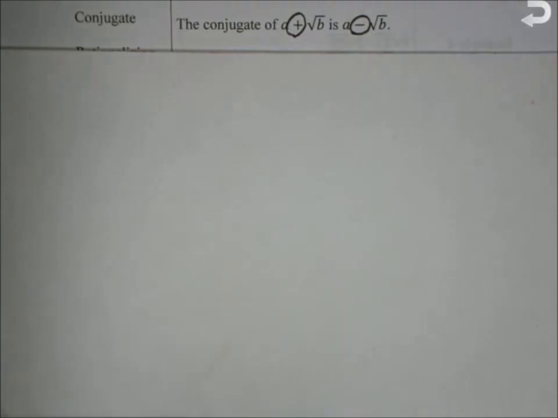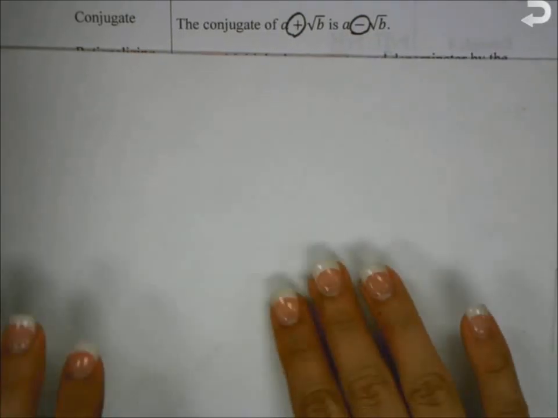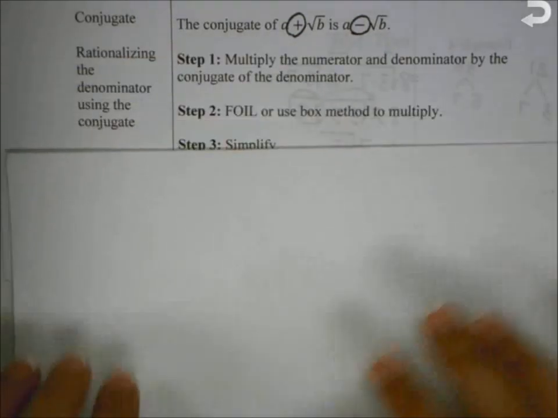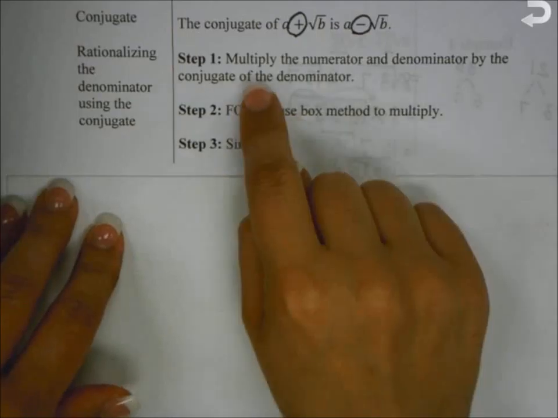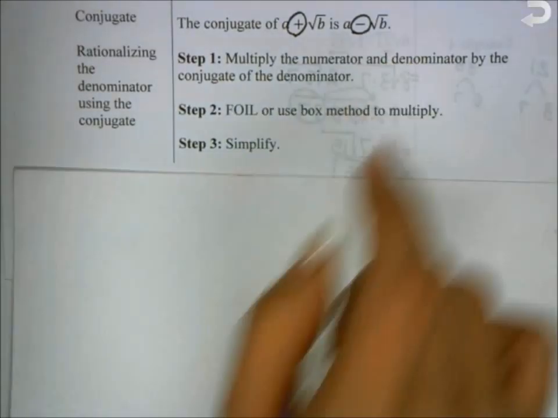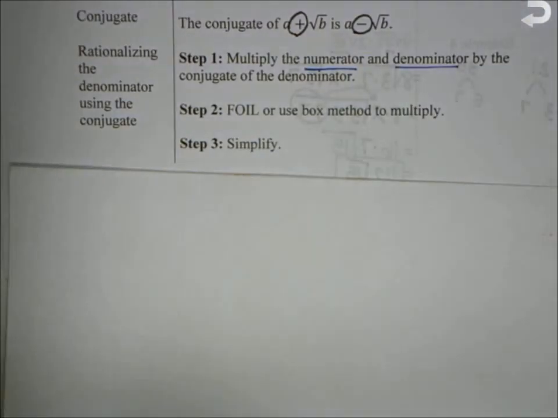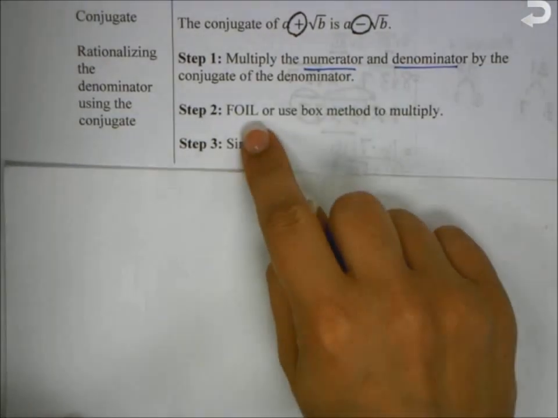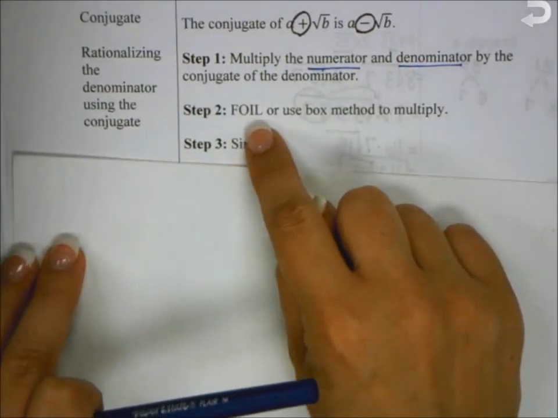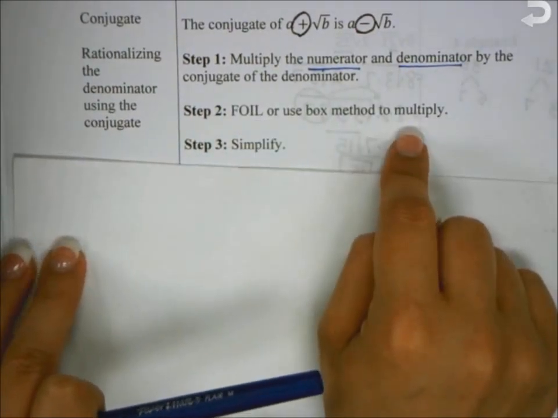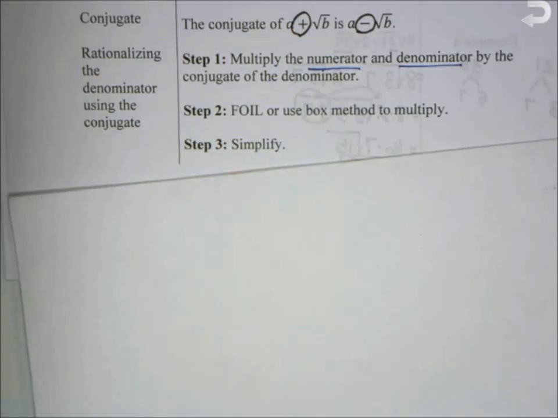Now, how do we simplify or rationalize using the conjugate? Same steps. We multiply the numerator and the denominator by the conjugate. We multiply it all out using FOIL or the box method, whichever you prefer, and then we simplify. All right, so let's do a couple examples of this. Example number 8.